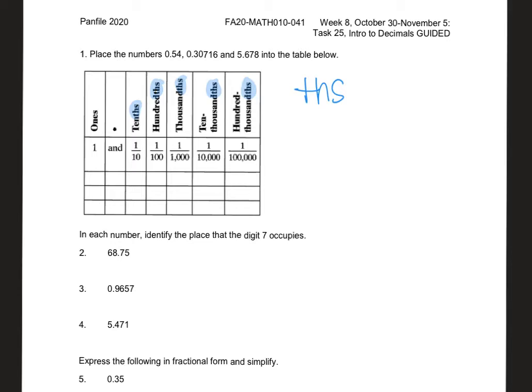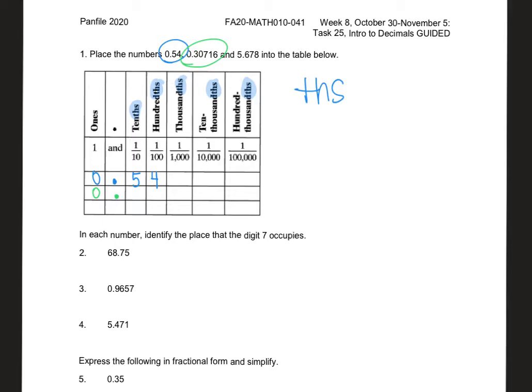So if we want to place the number from number 1, we want to place 0.54. We're going to put the decimal here, the 5 here, and the 4 here. So it's 5 tenths and 4 hundredths in this problem. If we put the next one, point, we can have the 0 in front of it in the ones place. You can also drop that. You can drop any zeros that are in the ones place. You can drop anything that comes after. You cannot drop any zeros that come before or in the middle.